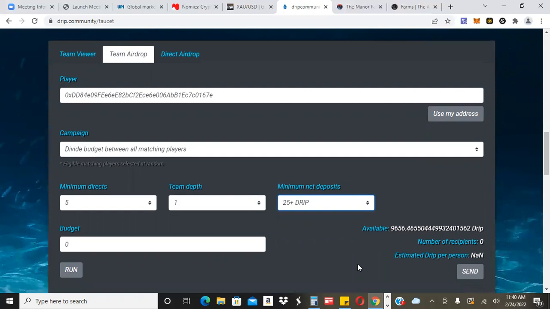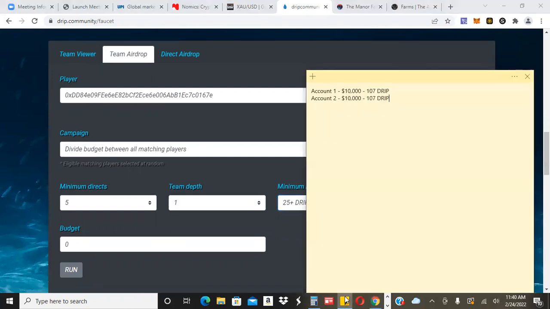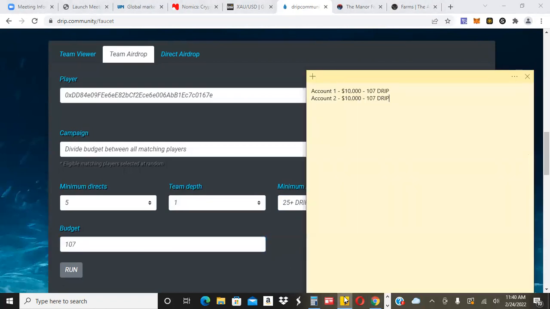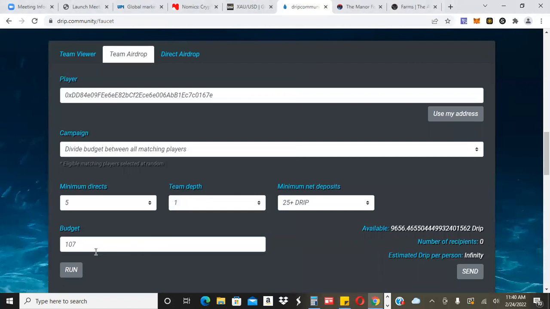So I'm going to do $10,000 from each account. I have two accounts, so that would be a total of $20,000 in this one. So from account one, $10,000 airdrop. It's 107 Drip. I did the math already. It's actually a little bit over $10,000, but who's counting, right? So 107 Drip. Let's run that and see how many people qualify.